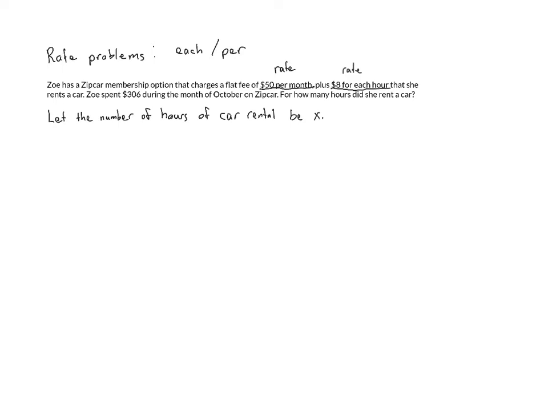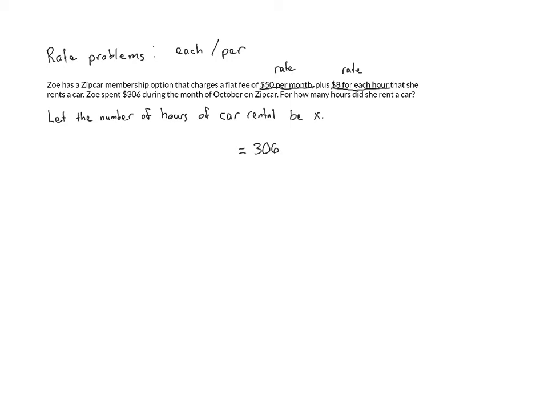Okay, so we need to set up an equation that models the situation. We know that the total she spends is $306. So whatever money she puts in, it needs to add up to $306 in the end. And she's charged in 2 different ways. First, she's charged per month for the membership, and then she's charged per hour of the car rental. So let's look at those separately.